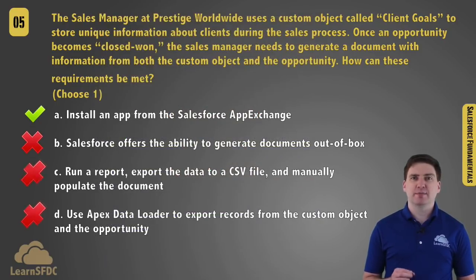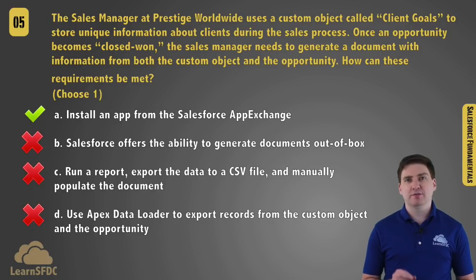C and D are not the best answers because they are both time-consuming and inefficient. It is possible to export data from records using a report or Data Loader if your org has API access enabled, but the document generation part of this question would still go unfulfilled. Installing a document generation app from the AppExchange would be a far better solution.